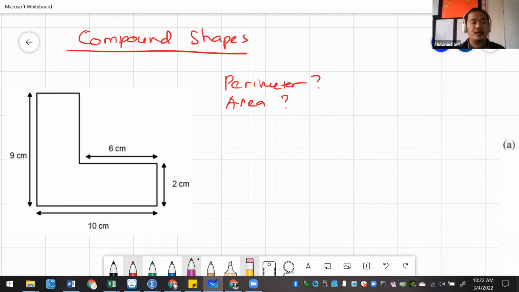Which means that we're going to focus on here, right, and then here. Okay, here and then here.